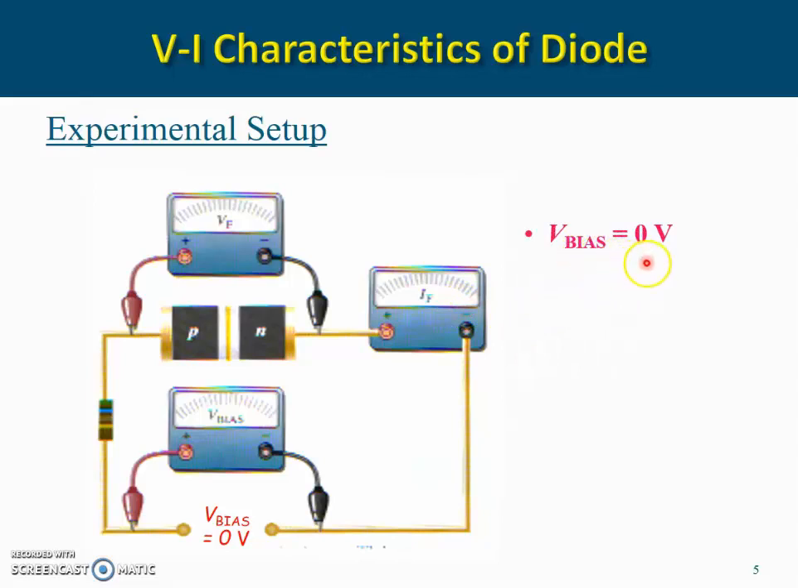Initially, the power supply is set to 0, meaning the forward biasing voltage is 0. And under this situation, the forward bias voltage across the diode must be 0 volt, and the current going through the diode must be 0 current.